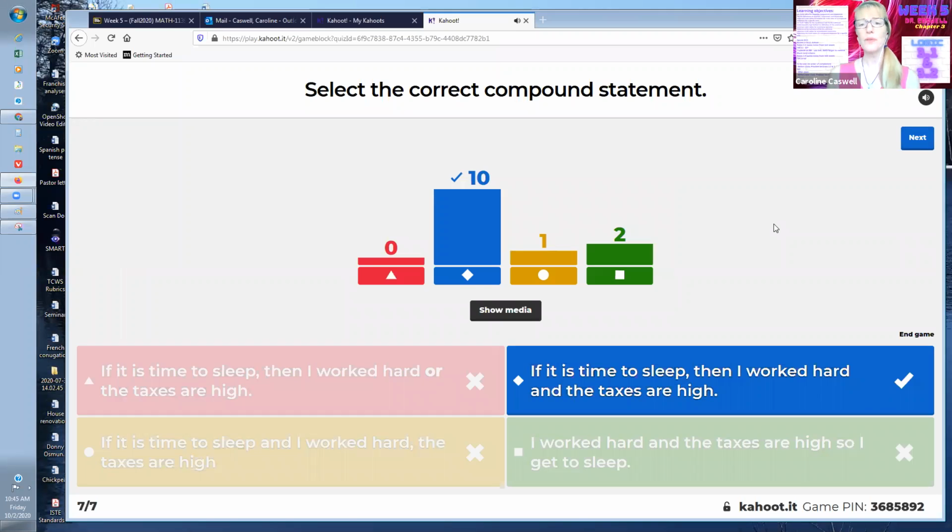Okay, so on this one, the R was first, so if it is time to sleep, your only options were the first three. The last one actually didn't start with an if then at all. And then the other was that the and was in parentheses, so that'd be the second part, and it was an and, it was a caret. So that eliminated many of the other possibilities.